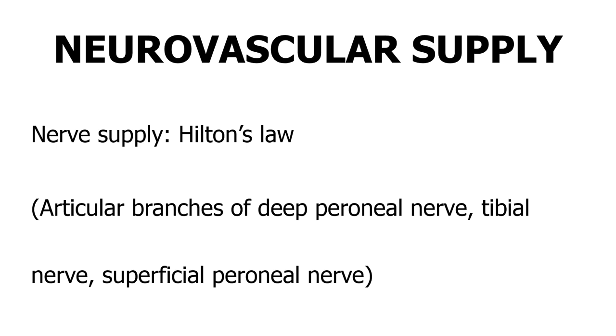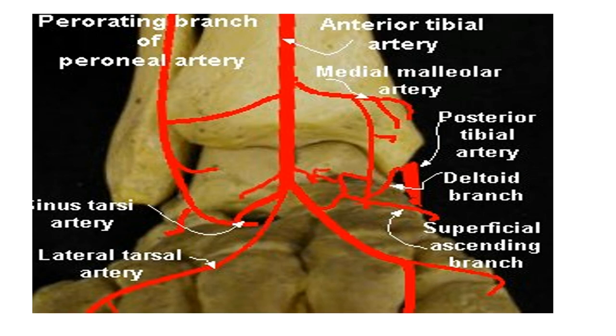When it comes to the nerve supply of the ankle joint, remember Hilton's law. So we'll have articular branches from the deep peroneal nerve, which innervates the anterior compartment of the leg, the tibial nerve, which innervates the posterior compartment of the leg, and the superficial peroneal, which innervates the lateral compartment of the leg. This is the vascular supply, which is formed by the talocrural anastomosis.